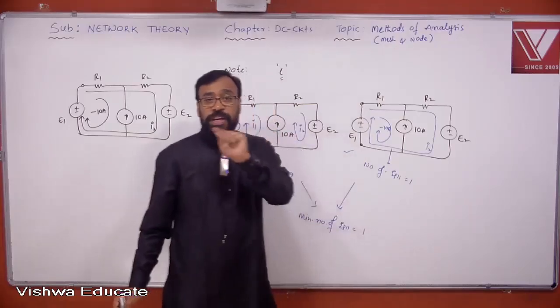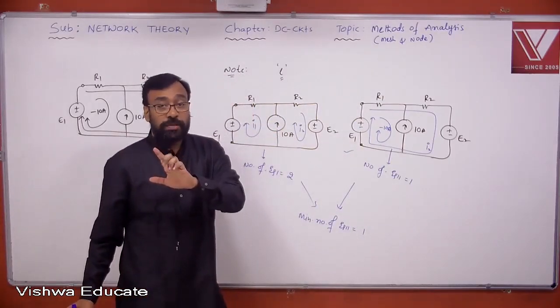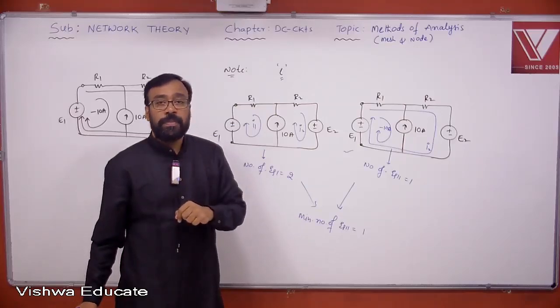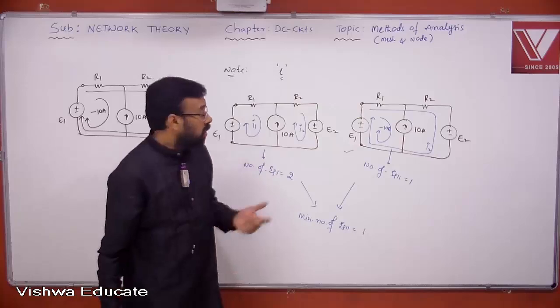L number of loops, L number of equations required. That is a standard condition, no doubt in that. But that condition fails when there are ideal current sources. Understand all of you, okay? So please note down this.